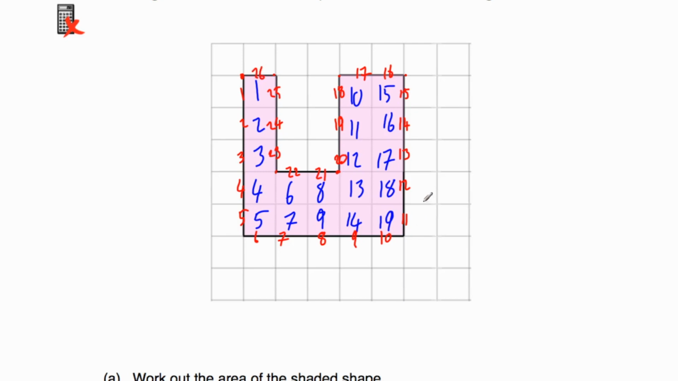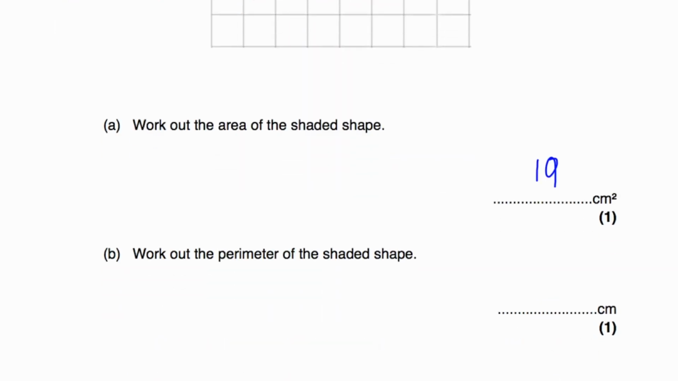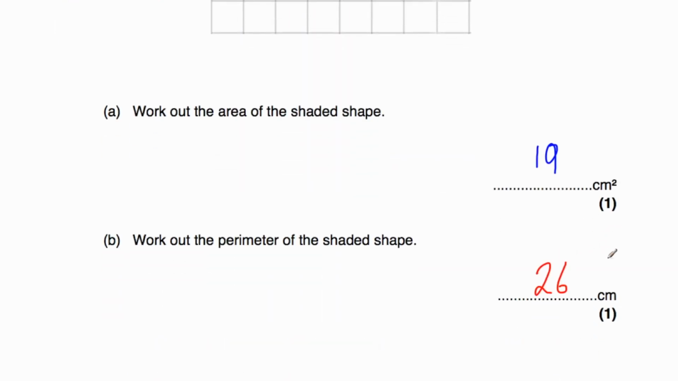So the distance around the outside of that shape is 26 centimetres. So that's its perimeter, 26 centimetres. And that's it. Okay, let's have a look at our next question.